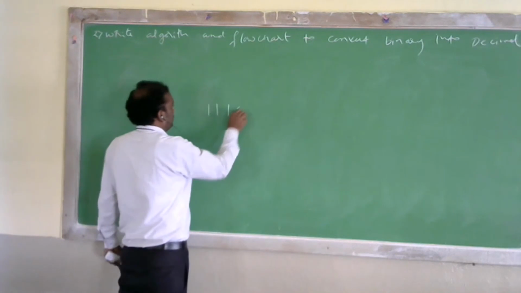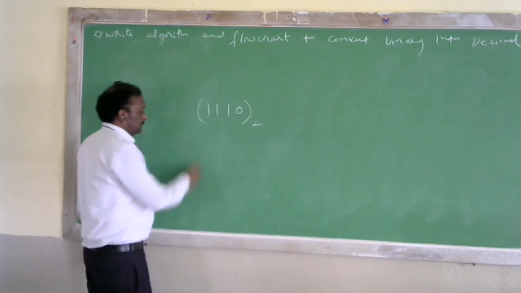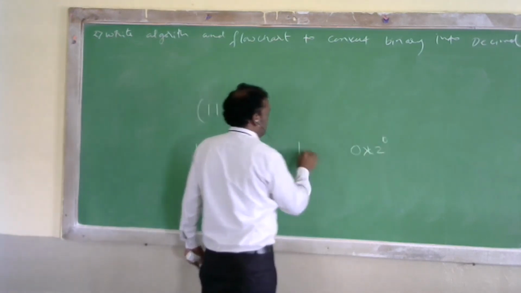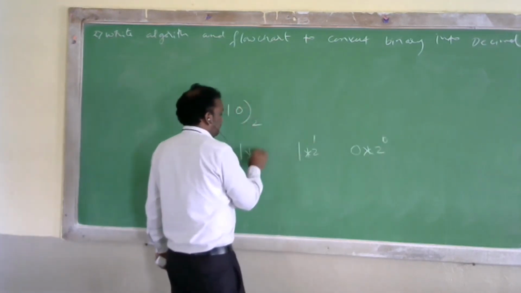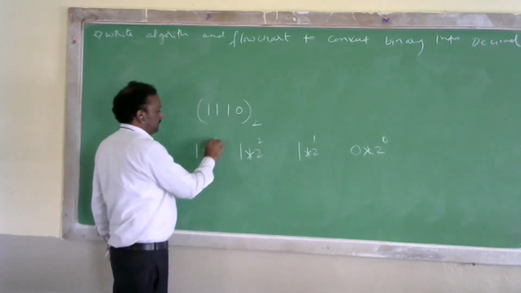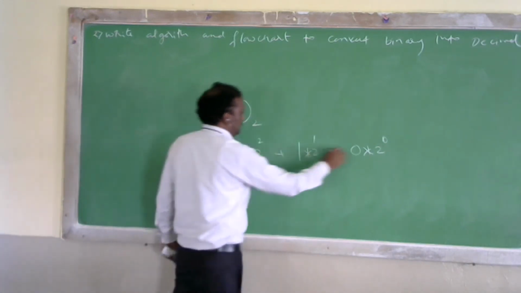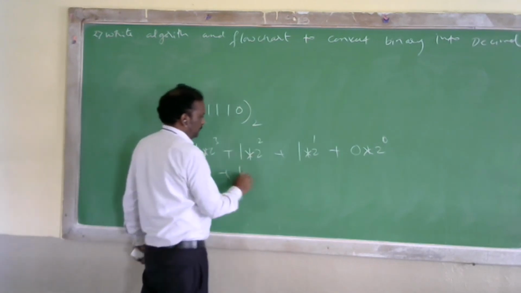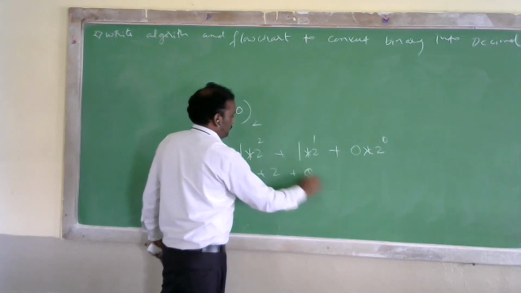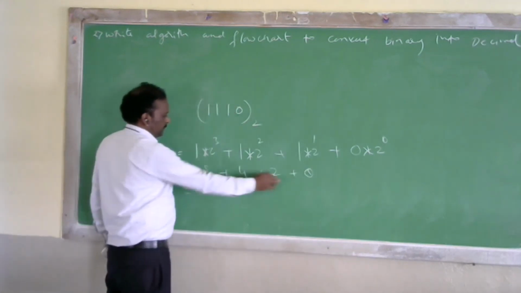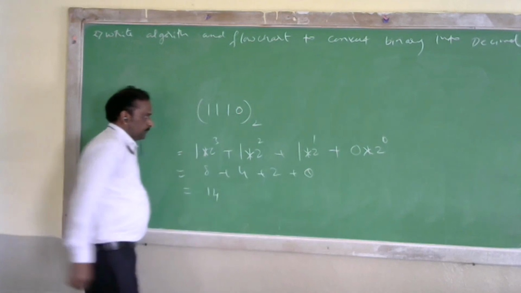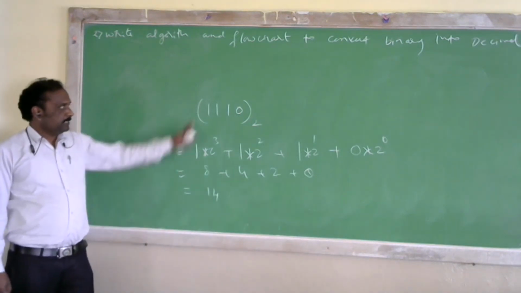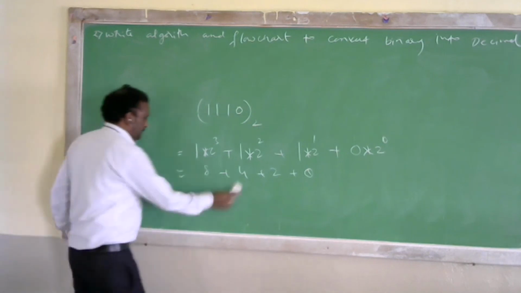For example, 1110. If this is a binary number, then what is the decimal value? 1110 multiplied by 2 power 0, 2 power 1, 2 power 2, 2 power 3. Now add all these numbers. What is 2 power 3? 8. 2 power 2? 4. 2 power 1? 2. 0 into anything is 0. So 8 plus 4 plus 2 is 14. This is how we manually convert a binary number into a decimal number.